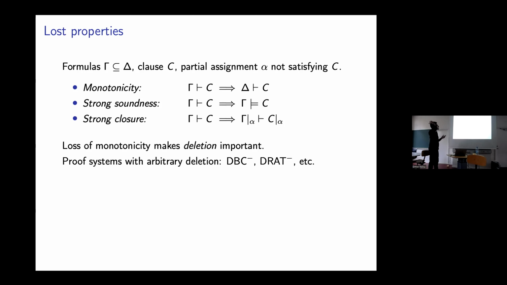The loss of monotonicity is what makes deletion important, because from a larger formula you may become unable to derive something, like I said before, and then you could delete stuff and make it derivable and continue. And to remind you again, the proof systems with arbitrary deletion that are in scope are D minus and so on. I'm writing them here to signify that we are concerned with the versions that do not have new variables. The ones that do have new variables are already as strong as extended resolution.